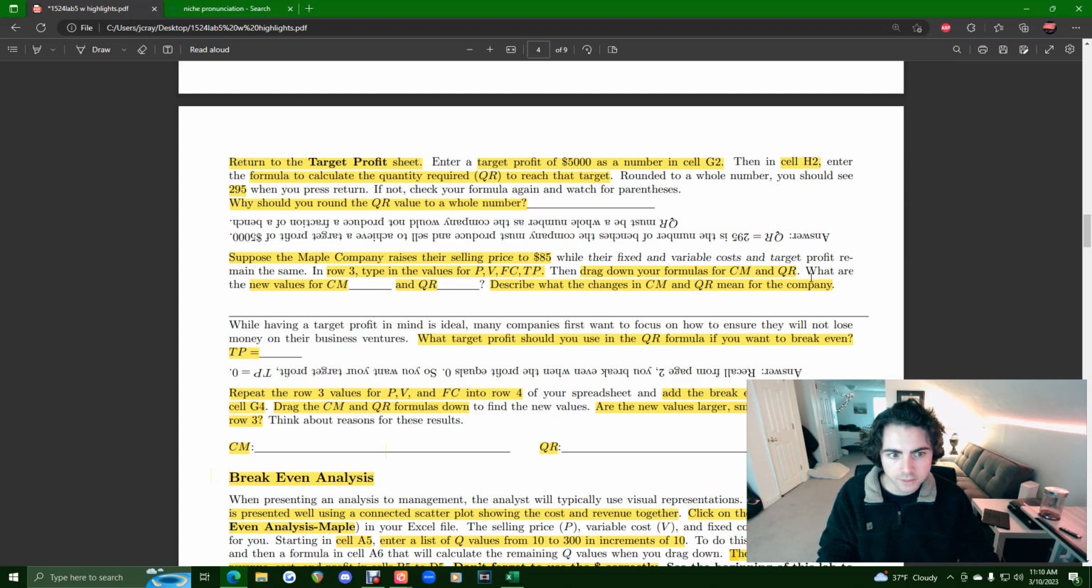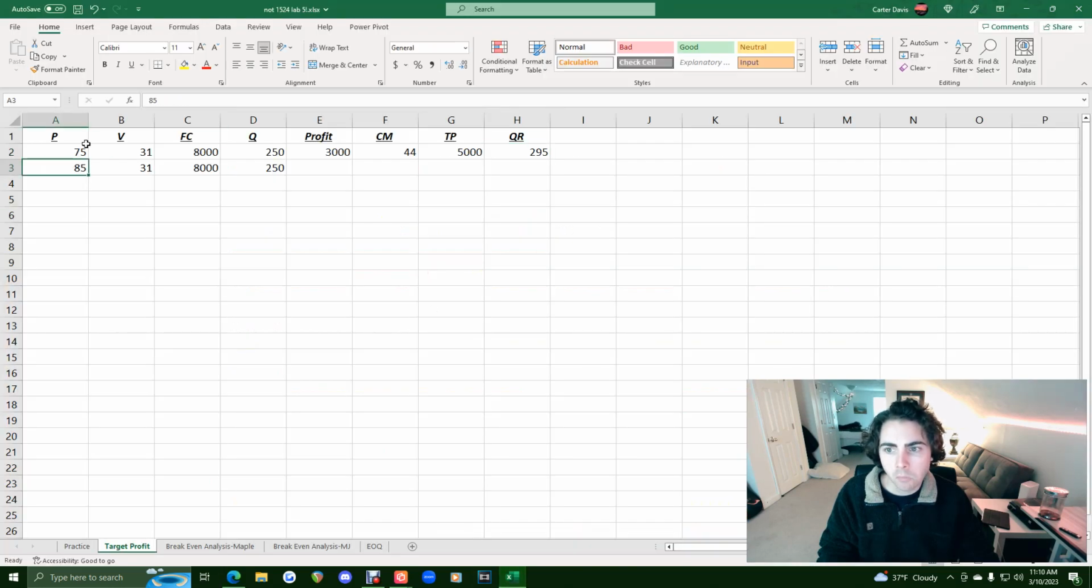Drag down your formulas for CM and QR. What are the new values for CM and QR? Okay, so all we're changing is the selling price, from 75 to 85, but all the other values are still the same. So if we drag down the profit, we see how big of a profit gap we have, like how much more profit we're gaining just by selling the product for $10 more each. And then they say just to drag these down.